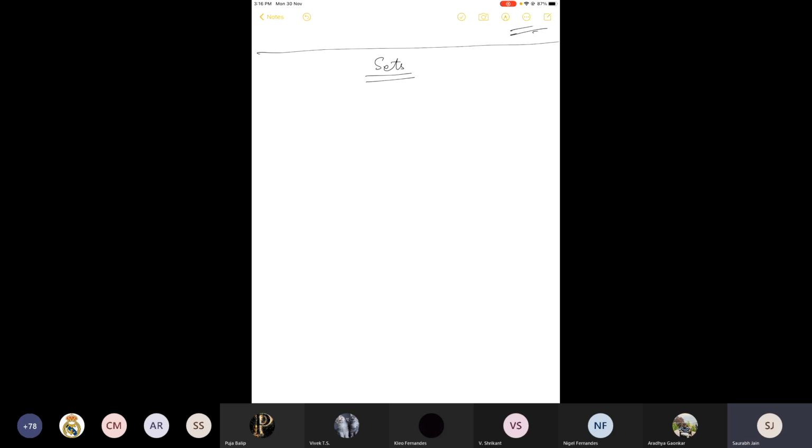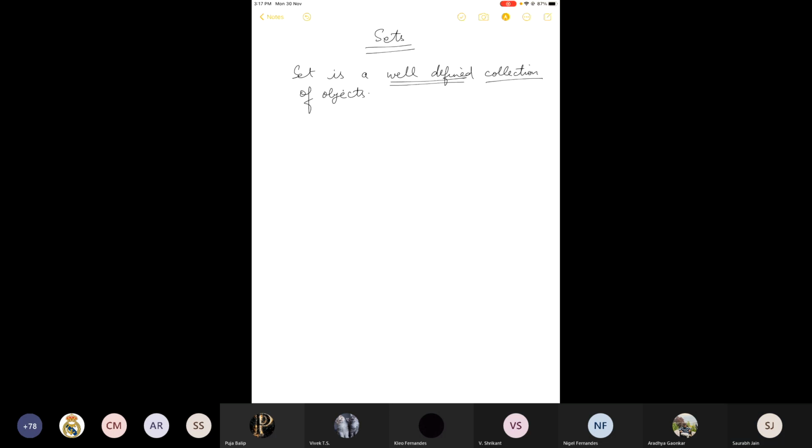Okay, so regarding this chapter sets, the first thing is obviously the definition. A set is actually a well-defined collection of objects. This term has some meaning. Okay, well-defined collection of objects. This is called a set.